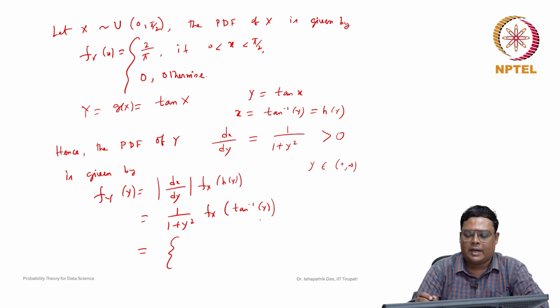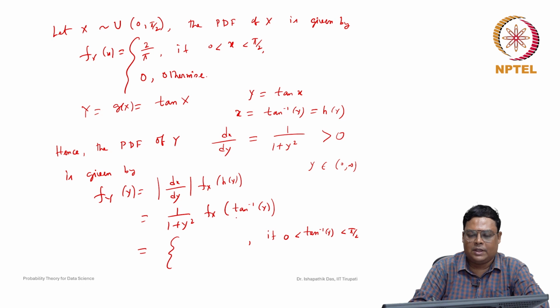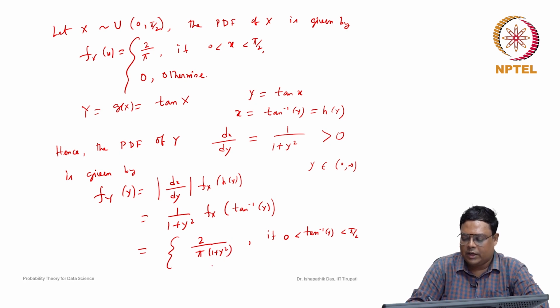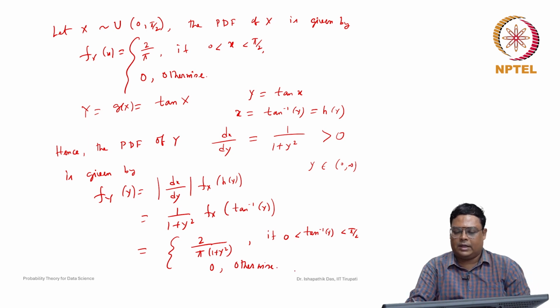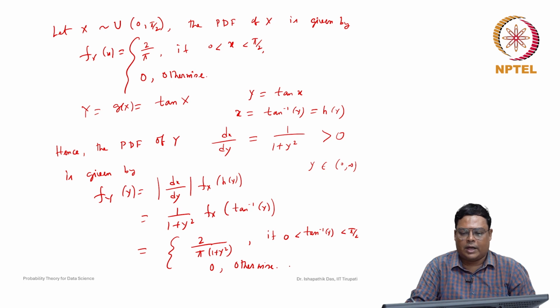Whenever x is between 0 and pi by 2, that means tan inverse y is between 0 and pi by 2. If tan inverse of y is between 0 and pi by 2, then f_X of this value will be 2 by pi, and also this quantity 1 plus y square is there. Otherwise, this value is equal to 0. So it is coming like that, 2 by pi times 1 plus y square.